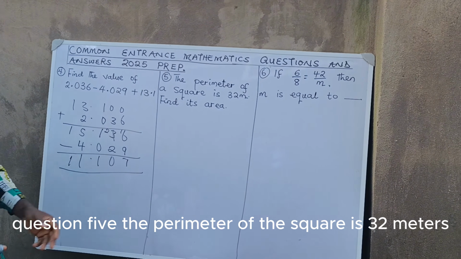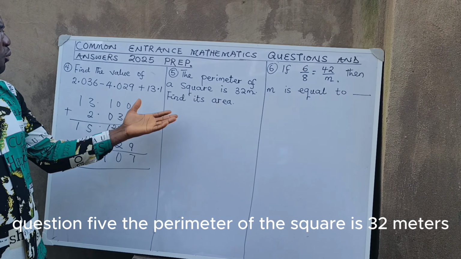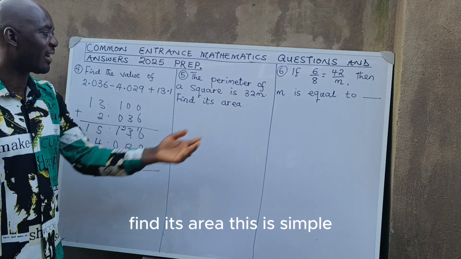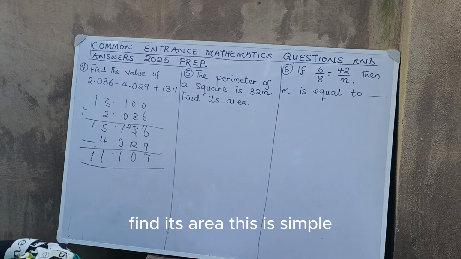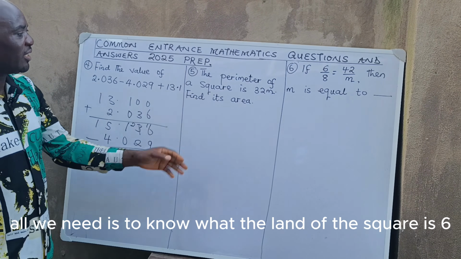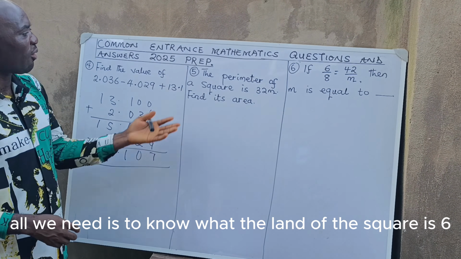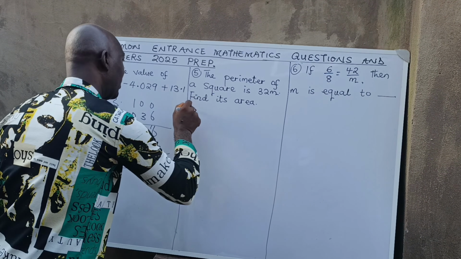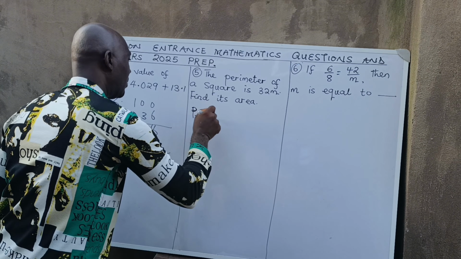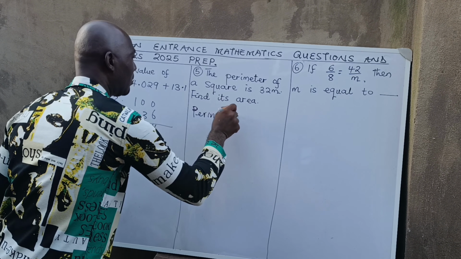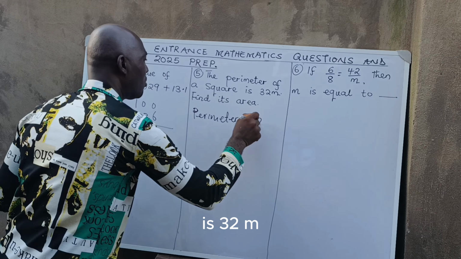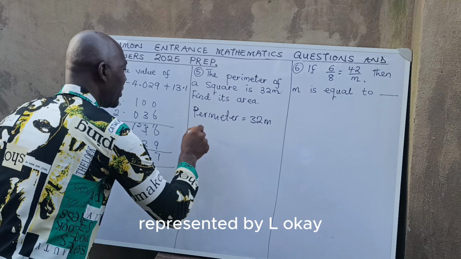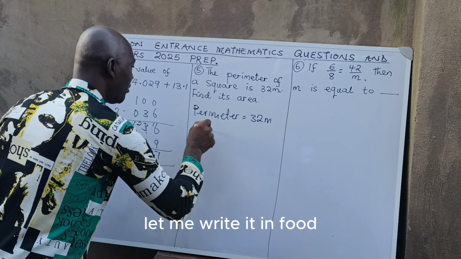Question 5. The perimeter of a square is 32 meters. Find its area. This is simple. All we need is to know what the length of the square is. Since the perimeter is 32 meters, the length, represented by L, okay, let me write it in full.